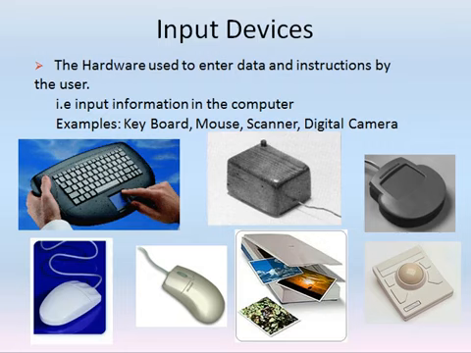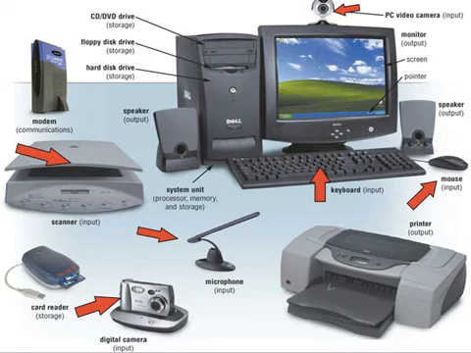Let us now understand the input devices. The hardware which is used to enter data and instructions by the user to the computer is called input devices. Examples: a keyboard, a mouse, digital camera, microphone, scanner, webcam or PC cam. So basically we use these devices to provide an input to the computer. The instruction is provided by the user for the computer for further processing.